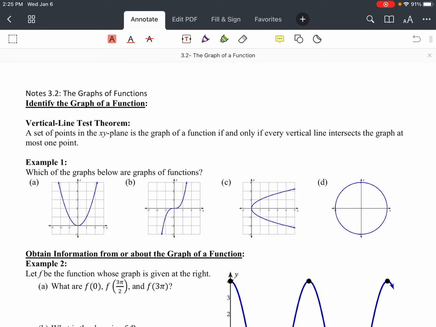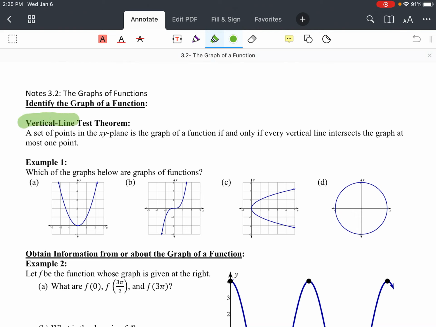Okay, so in this section, we're going to be talking about how to identify the graphs of functions and what different things do to a function. So if I were to multiply a function by some number, or if I were to multiply the variable by some number, what that does. Okay, so the first thing we're going to talk about is how to identify whether a graph is a function. So if we were given an actual graph, whether that is a function or not.